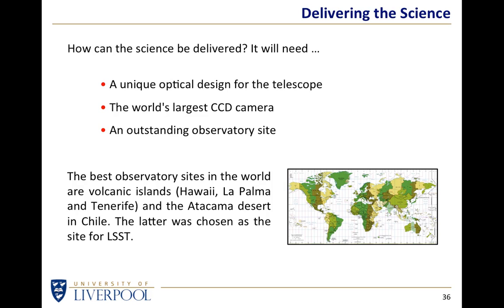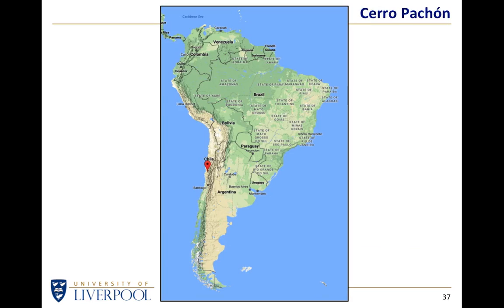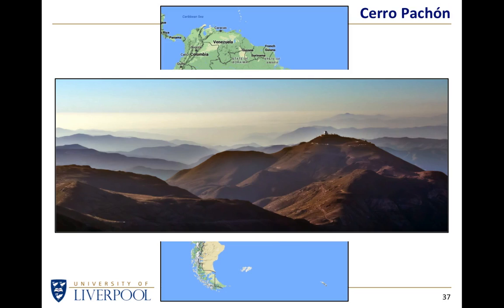We know that the best sites in the world are either volcanic islands like Hawaii and the Canary Islands off the coast of Africa, or the Atacama Desert in Chile. And after a little bit of jiggery-pokery, it was decided that Chile is where this particular telescope is going to be located, or is located, given that they've already started construction. So no, that's not it on the hill there. The LSST is built in the same general location as Gemini South. So from the LSST site, if you look over to the neighboring mountain, you see Gemini South on the next peak along.